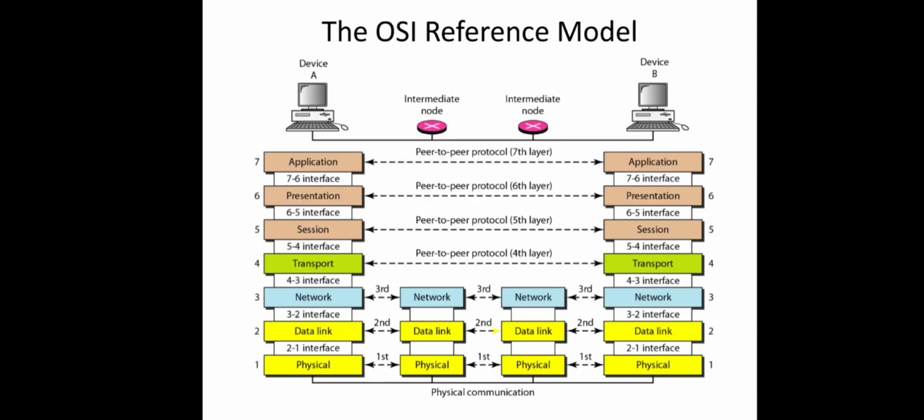Based on the devices, end systems have all the 7 layers, while intermediate nodes, those are routers, have 3 layers.